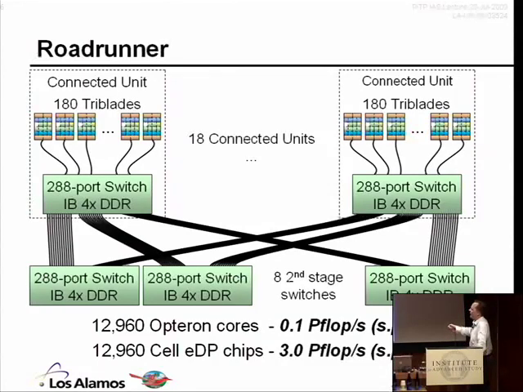Triblades and put them into a rack and hook them up to a 288-port InfiniBand switch, I get a connected unit, and that's actually a pretty good supercomputer by itself. But then if I take 18 of those and then hook that into 8 second-stage InfiniBand switches, I get Roadrunner. In aggregate, what you find is that there's about 13,000 Opteron cores with an aggregate performance of about 1/10 of a petaflop in single precision, and also 13,000 Cell chips with an aggregate performance of about 3 petaflops in single precision.